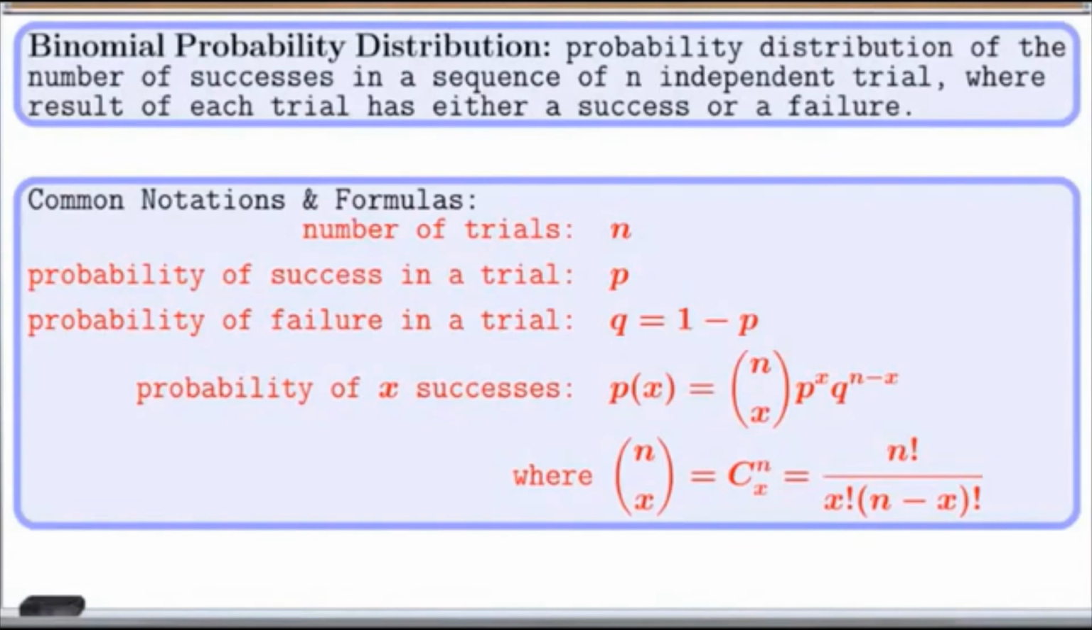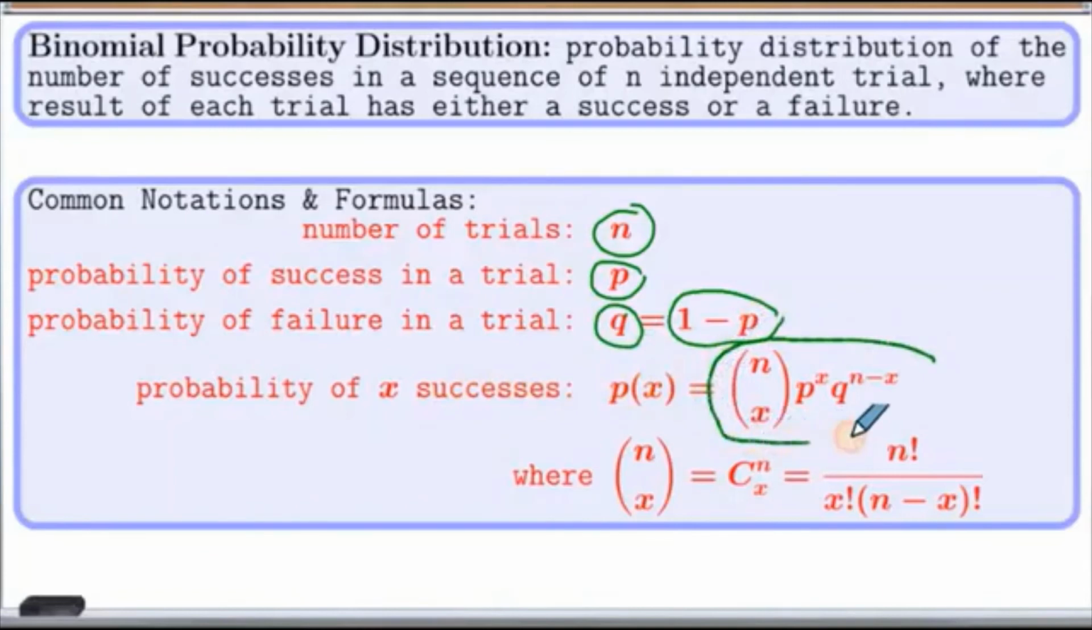Now let's look at common notations and formulas. The number of trials is n. The probability of success in a trial is p. The probability of failure in a trial is q, where q equals 1 minus p. And the probability of x successes, P(x), equals this. So this is the formula for the probability of x successes, where the term nCx is this.